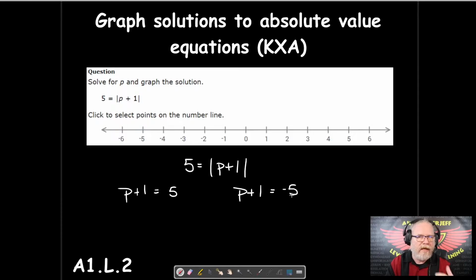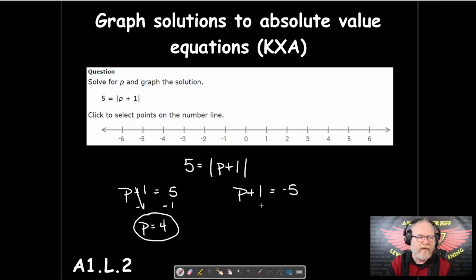Next thing we do, let's solve for p in both cases. So p plus 1, I need a -1 to get rid of the positive 1. And what I do to one side, I do to the other. Positive 1 and -1 cancel each other, leaving just p on the left. And then 5 minus 1 is 4. So my first solution is p equals 4.